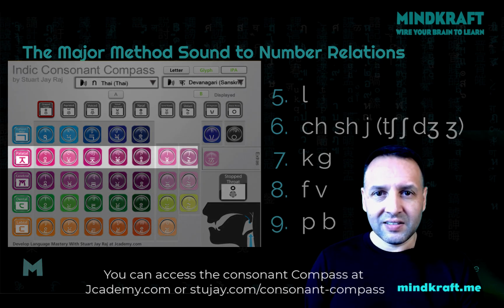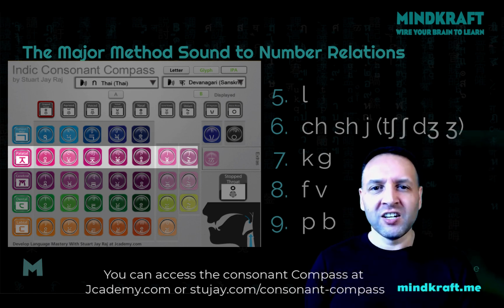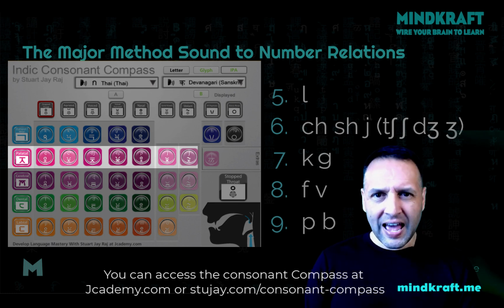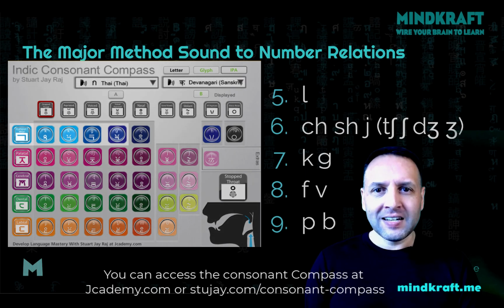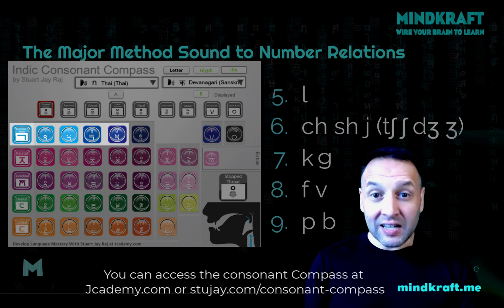6 is ch, j, sh. Any of these frictiony sounds from the palate, ch, j, sh, are 6. So age, G, ash. All of these sounds would represent 6. 7 is k. So whether it's actually a C or a K, the k sound represents 7. So ache could be a 7.